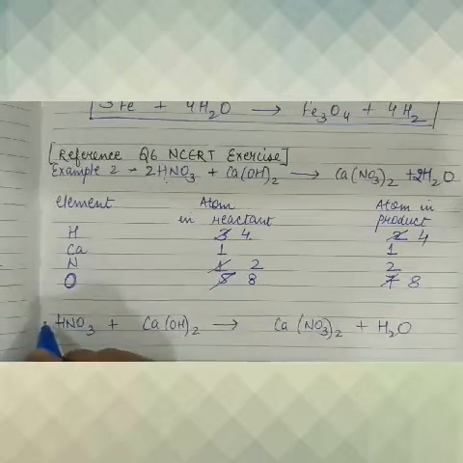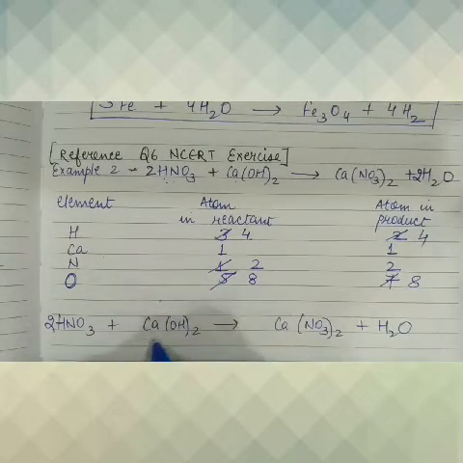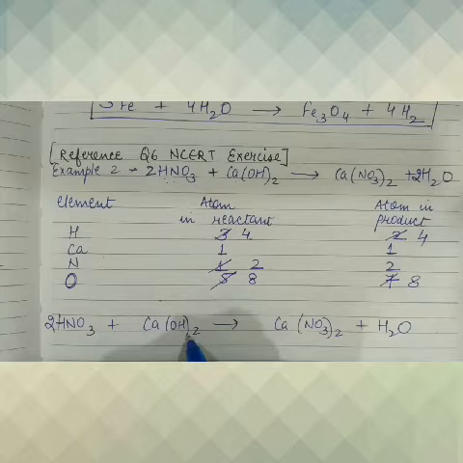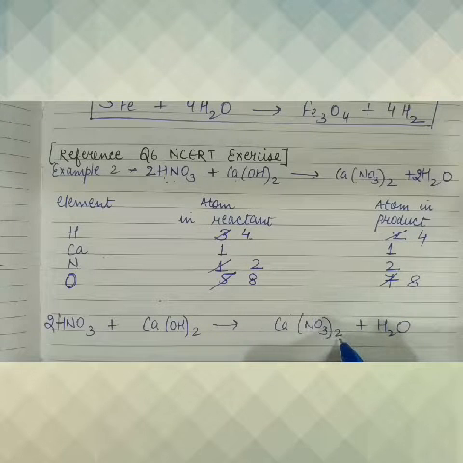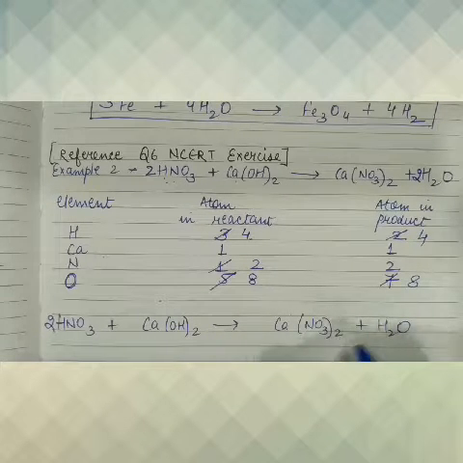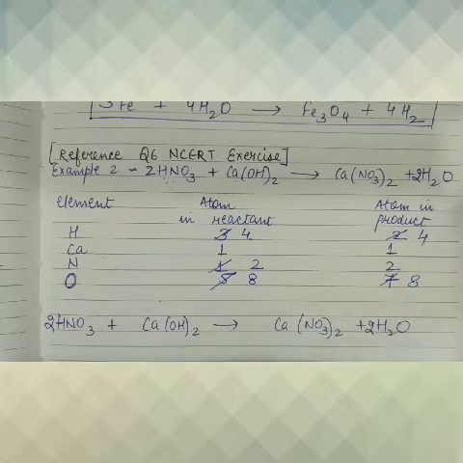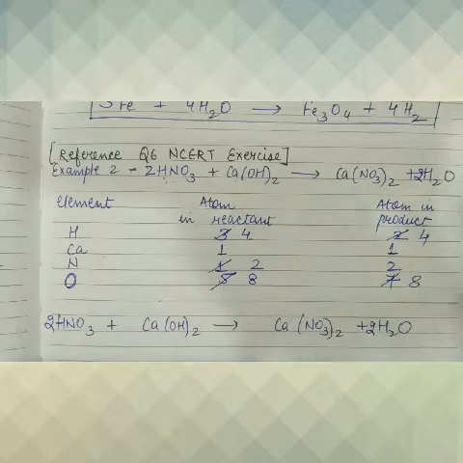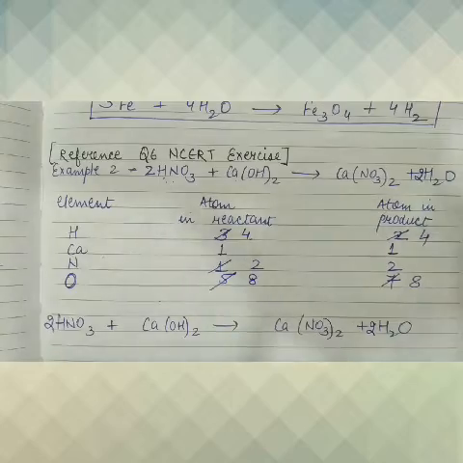So our balanced chemical equation is 2HNO3 plus Ca(OH)2 gives Ca(NO3)2 plus 2H2O. This is our balanced chemical equation.